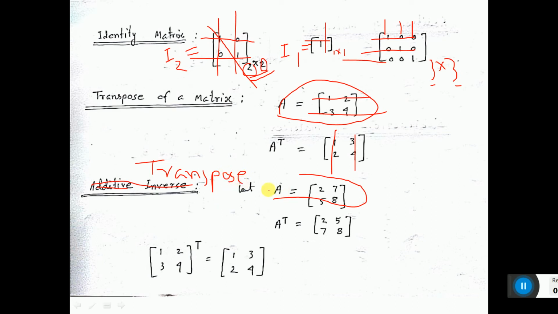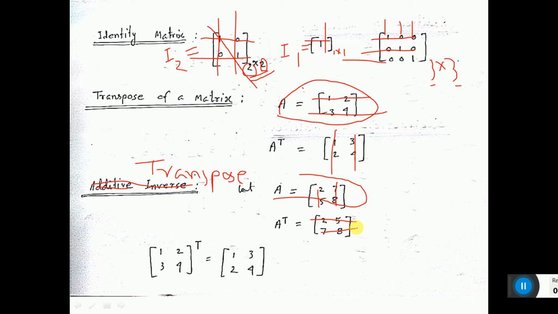Transpose of a matrix. If A equals 2 7 5 8, then A transpose is 2 5 7 8. That is, the first row is taken column-wise, and the second row I have taken as the second column. So this is the transpose matrix.